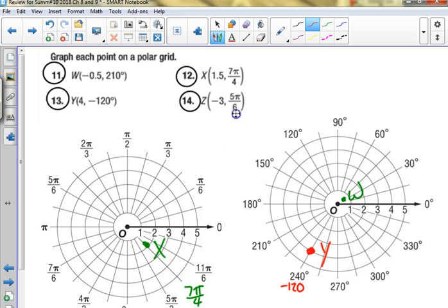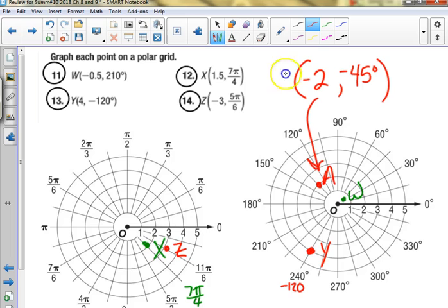And then z is 5 pi over 6. Positive 5 pi over 6, but backing up 3. Be careful. That should be the 11 pi over 6 line, right? Okay. There wasn't a negative negative up there. Do you need to see a negative negative? If it said negative 45 degrees, negative 2, you would go down 45 here, but then back up 2, so it would be over here.